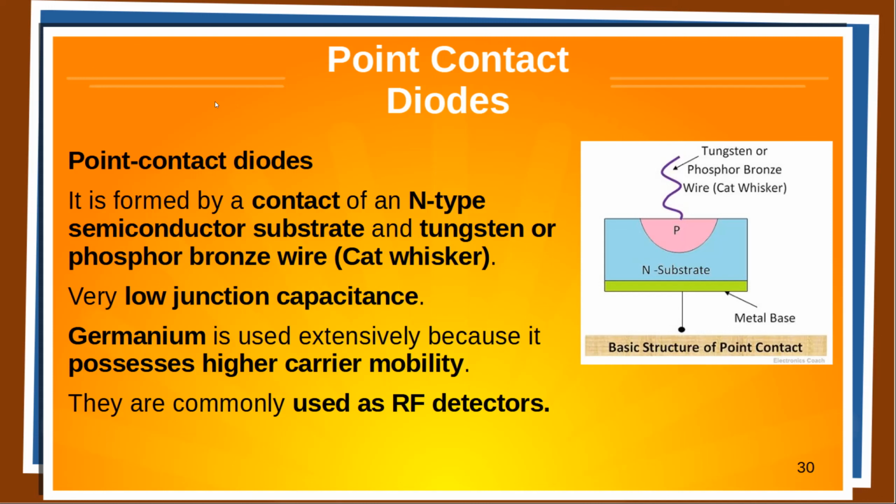So it's an N-type substrate and a tungsten or phosphor bronze wire called a cat whisker. It has extremely low junction capacitance because its interface here is that wire. So it has very small cross-sectional area. It's probably the lowest capacitance of any of them.